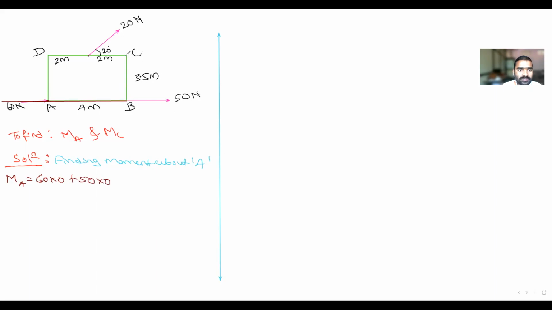Next, I will come to the point C. There is no force at the point C. So in between C and D, there is an inclined force of 20 Newton. When there is an inclined force, it is producing moment. One component is horizontal and one is vertical. How much is the horizontal force? 20 cos 20. And vertical is 20 sin 20. Is it clear, everyone?